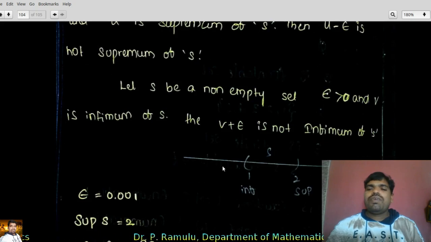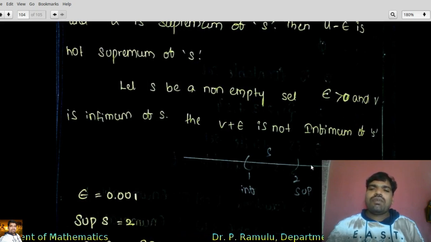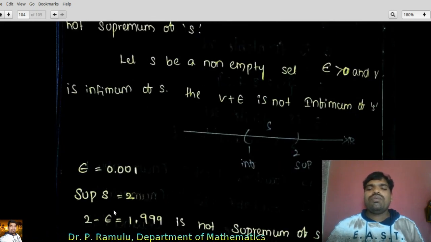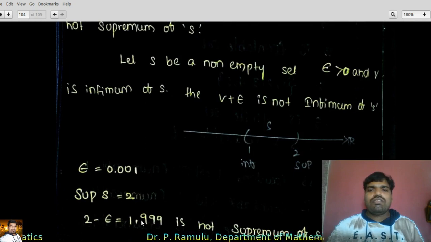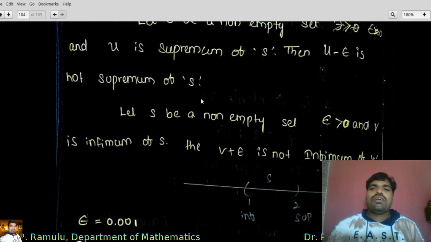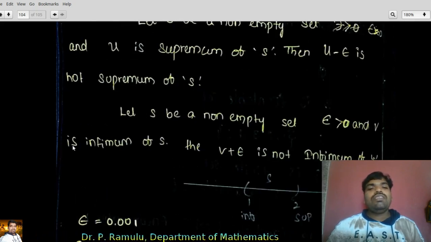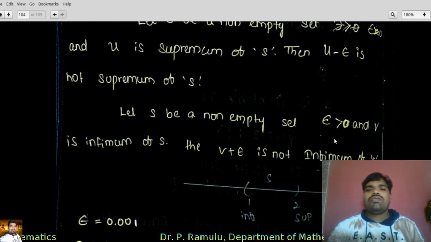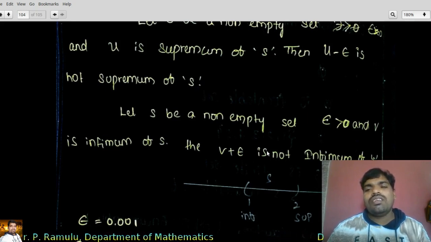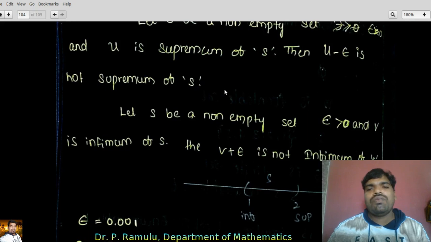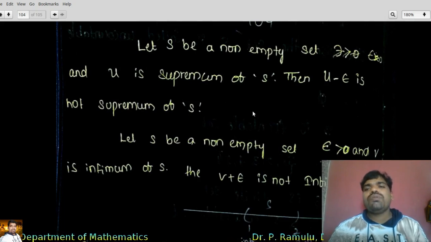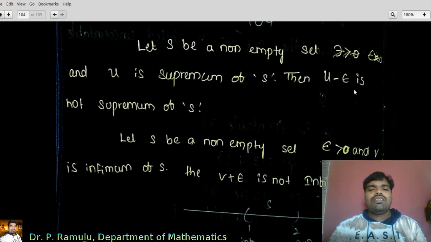Why? If I take R and the set (1, 2), with epsilon equal to 0.01, the supremum of S is 2. If I take 2 minus epsilon, that is 1.99, it is not the supremum of S. Similarly, if S is a non-empty set, epsilon greater than 0, and V is the infimum of S, then V plus epsilon is not the infimum of S. If I add any small epsilon, that is not the infimum of S.